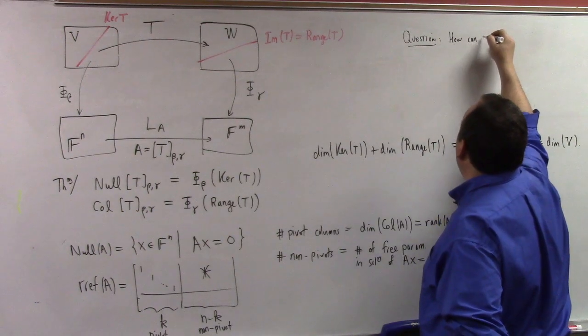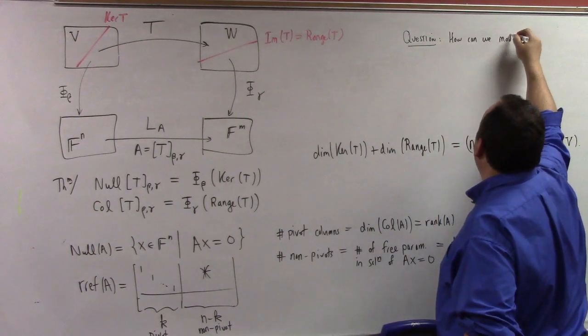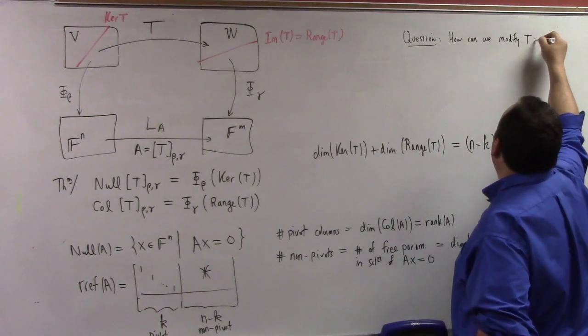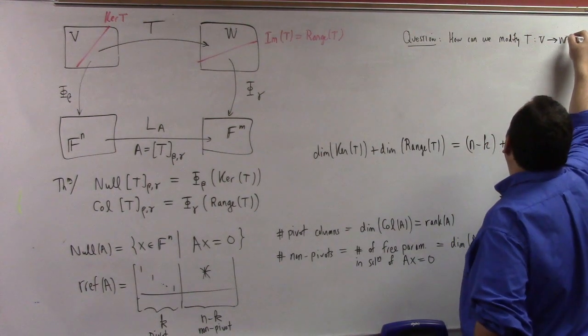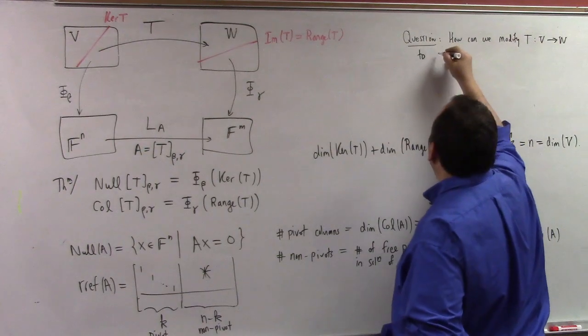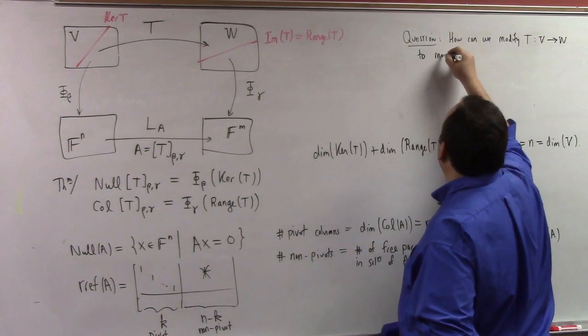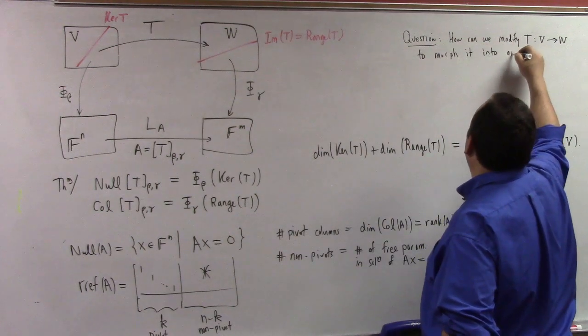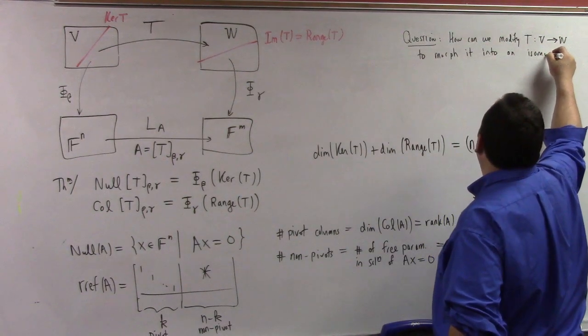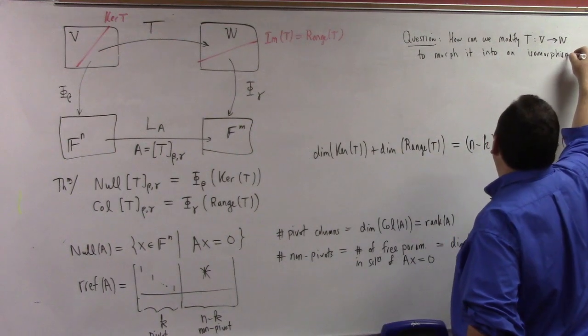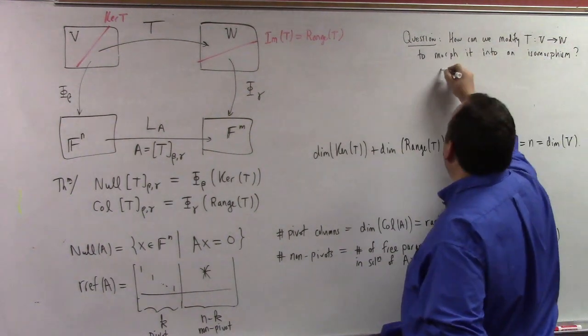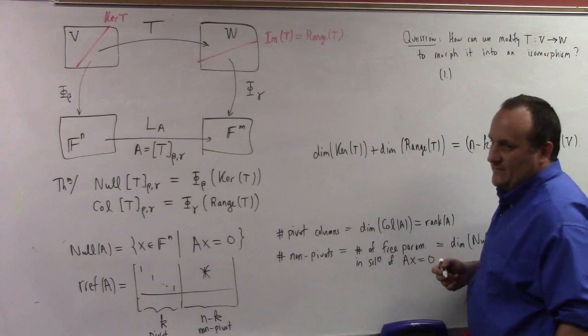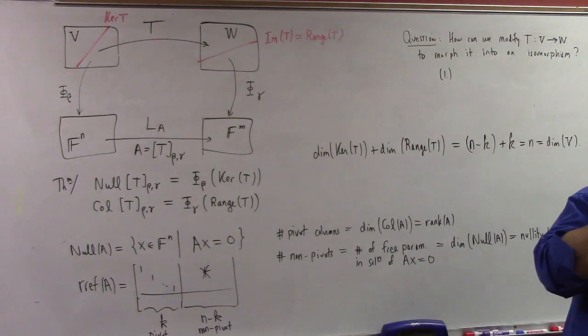How can we modify T, from V to W, to morph it, let's say, into an isomorphism? Well, here's the number one thing we can do that's very silly.